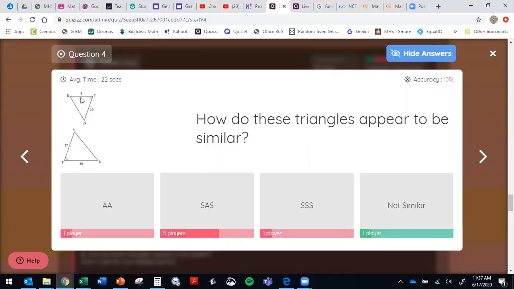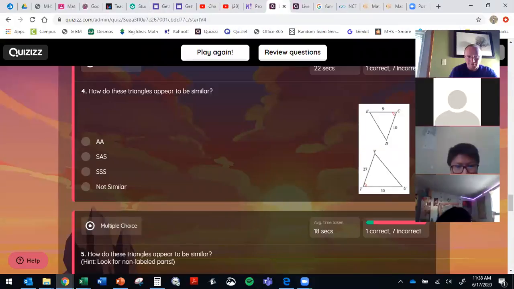So 30 and 9 would be the proportion. Then this one is 10, the one that's going up, and this one is 27. So the problem is that these two are flip-flopped. So this one would have to be 10, this would have to be 9 in order for them to be similar, in which case it would be, a lot of you are on the right track there, side, angle, side, but they tricked us because they put what would be the bottom, they flip-flop those two. Okay? Any questions on that one? All right.